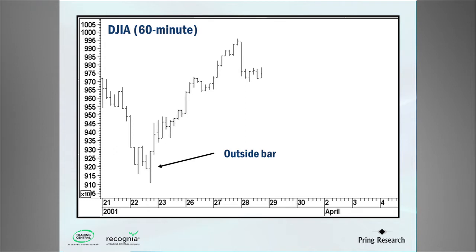Just remember, there's nothing here that would have told you that the advance would be so strong. Just an outside bar that signaled a reversal in trend. Note that in this instance, it was possible to draw in some resistance, which when surpassed, acted as confirmation for the outside bar.